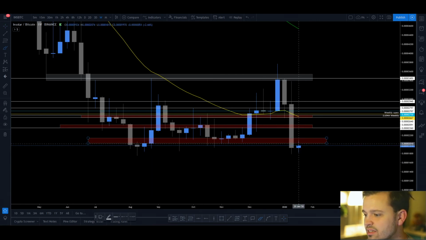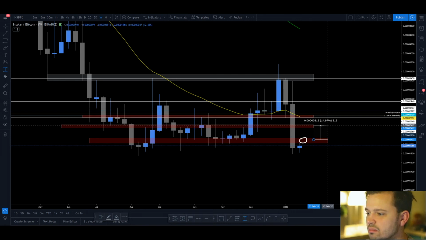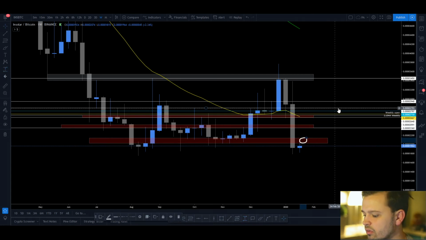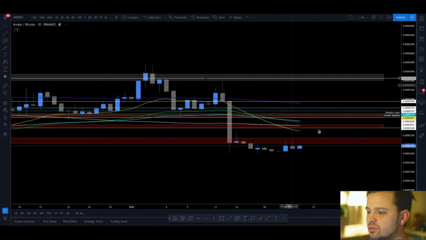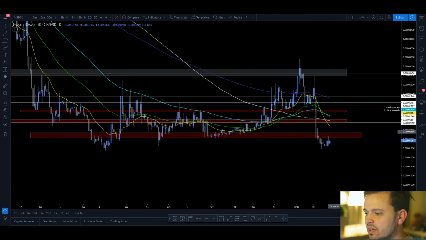But if we actually do reclaim this area here, I would anticipate a small move, a 50% move up into this area right here. So I can't really do a lot of analysis on this one, but reclaim this area for a move higher up into the yellow 21 EMA. We got the 200 simple right here, so that's probably gonna act as strong resistance. So yeah, a decent trade I guess.